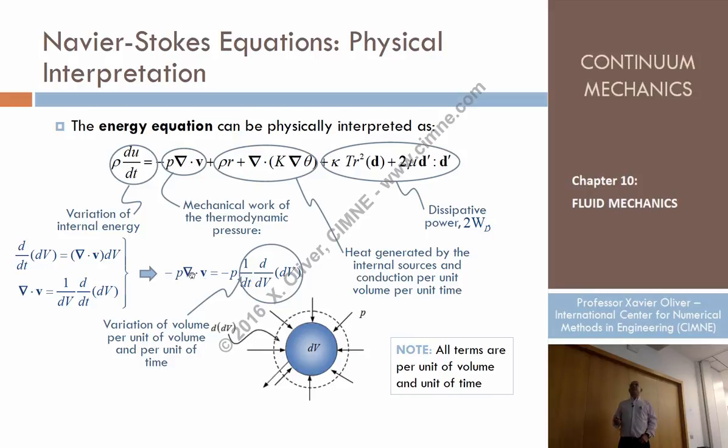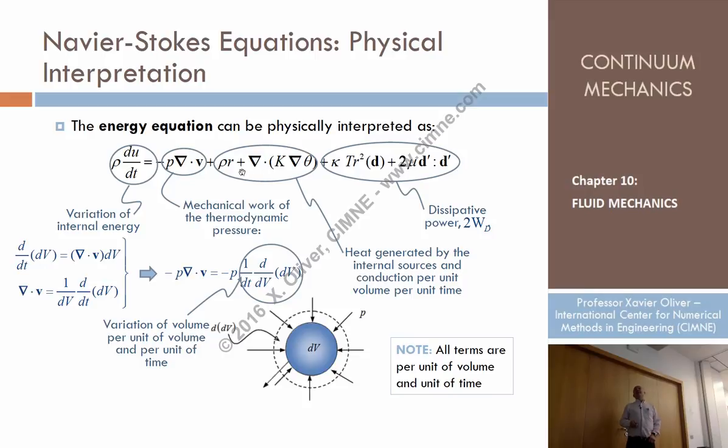So this term, P times the divergence of v, means the work done by the pressure per unit of time and per unit of volume, which is P times the variation of volume per unit of volume. In other words, it is the sum of the work of all these pressure forces per unit of volume. Okay? Which is negative, because these are compressive forces, so they tend to compress and produce a negative work.